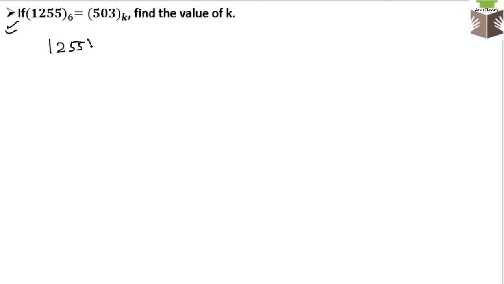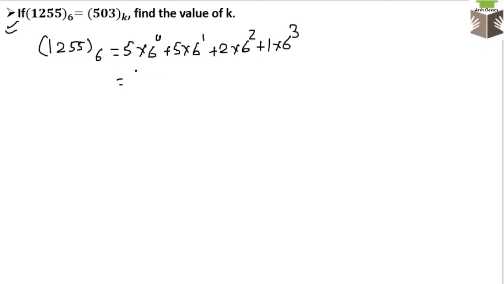So this is 1255 written in base 6 and we need to write it in the decimal system. So we can say this is 5 into 6 raised to the power 0, plus 5 into 6 raised to the power 1, plus 2 into 6 raised to the power 2, plus 1 into 6 raised to the power 3. So now this is basically 5, plus 6 times 5 is 30, plus 6 square is 36, into 2 is 72. Okay, just give me a minute guys. So 36 into 2 is nothing but 72, plus 6 cube is 216, right? Chalo.